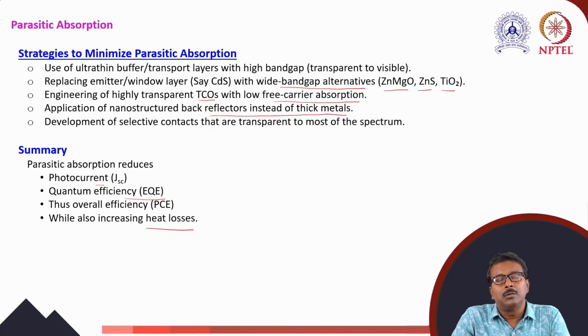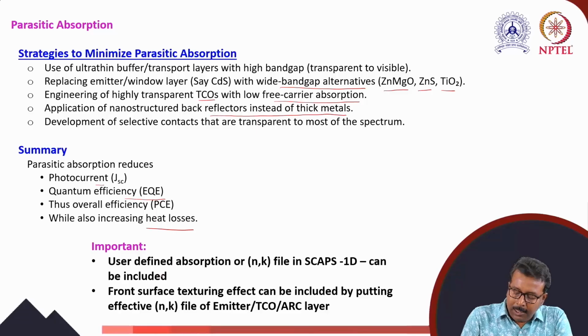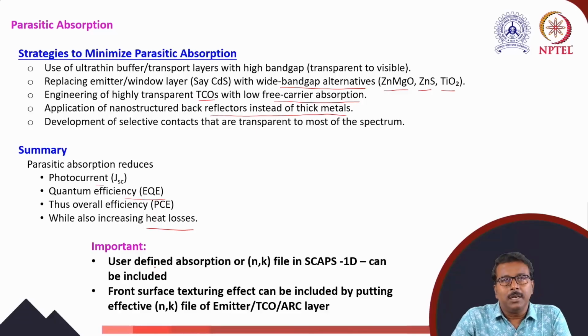And if the panels become hot, other effects will also come. You have seen the effect of temperature on performance also. The important point is that in SCAPS 1D simulation, there are some default values of absorption profile. You can take the absorption from the library, that is the NK file, but you can also define your desired absorption. That is, you can define the NK file. It will be shown through simulation how it can be included.